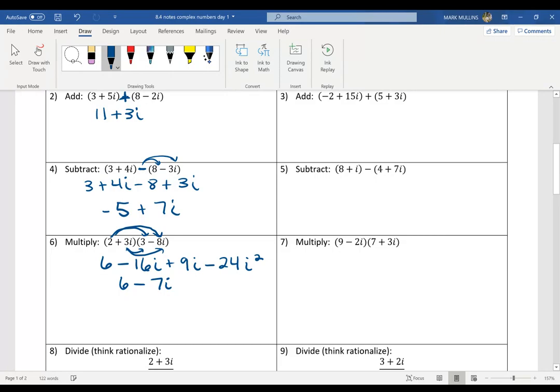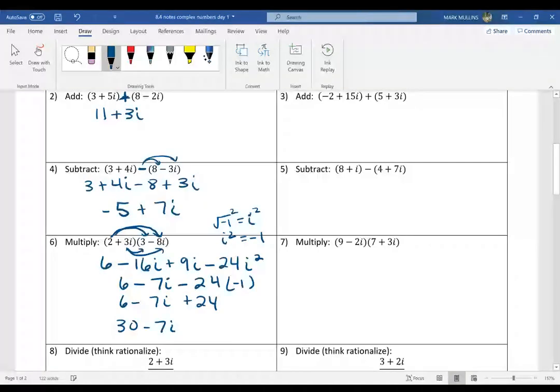And then remember yesterday we found that i squared was equal to negative 1. Because the square root of negative 1 was equal to i, if I was going to square both sides, the square and the root canceled, and i squared was equal to negative 1. So now I'm going to make that substitution. Minus 24 times negative 1, which means I have 6 minus 7i plus 24. And then I would add my real parts and write those first. 6 and 24 would be 30 minus 7i.